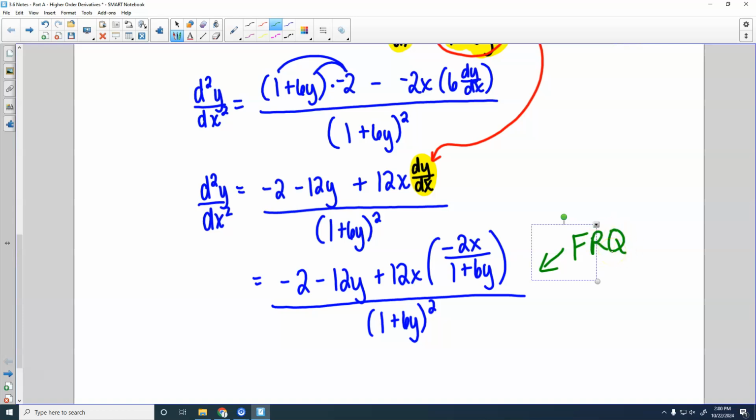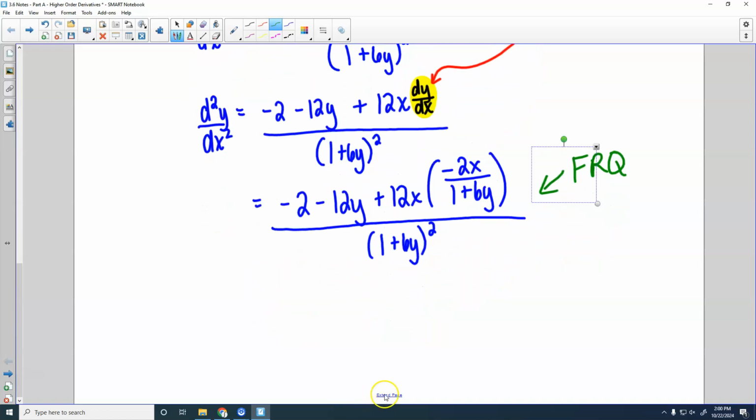You wouldn't necessarily have to go any further than that. Everything's in terms of x and y. It's a mess, but it's in terms of x and y. So you would stop. However, if it is a multiple choice question, there is almost no chance that they're going to leave the answer like this. So you've got some different options on how to deal with it. You only have just this one thing that's in the denominator, right?